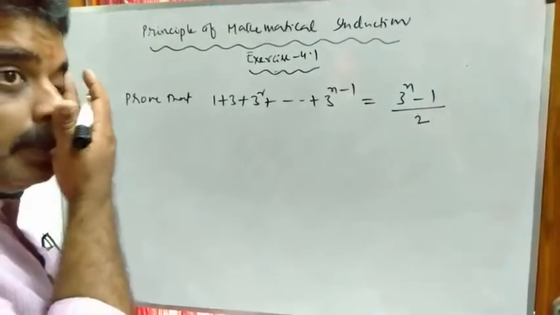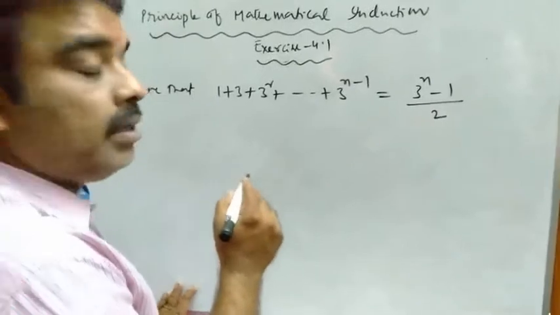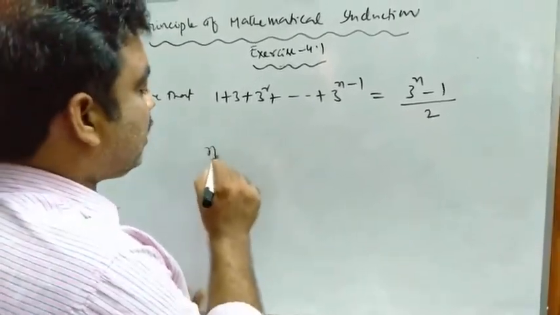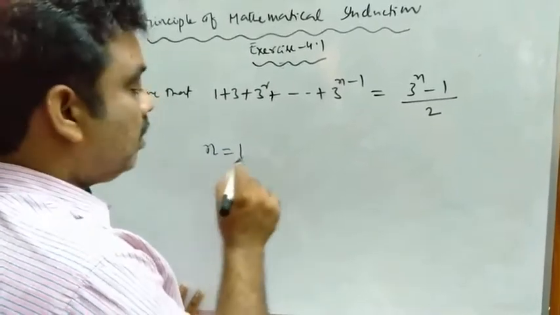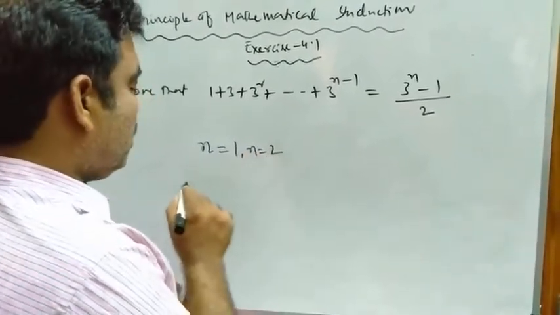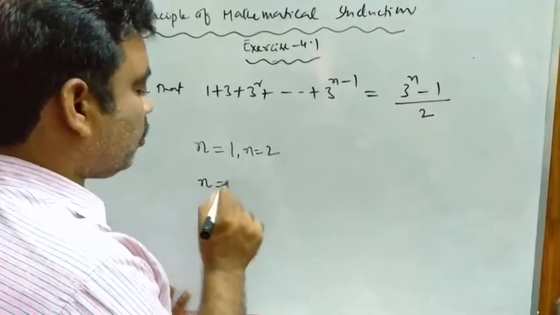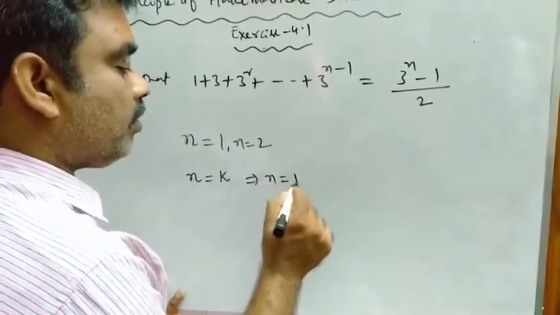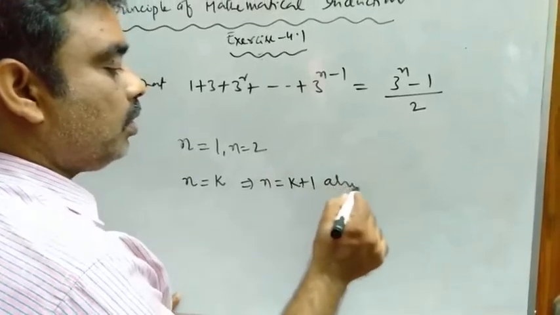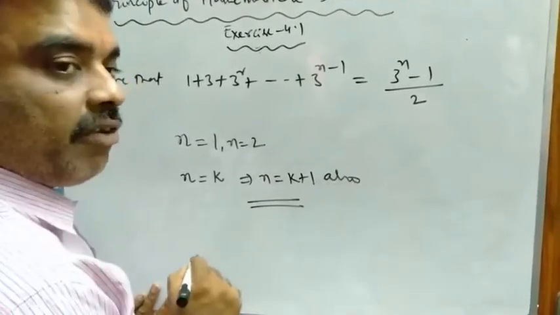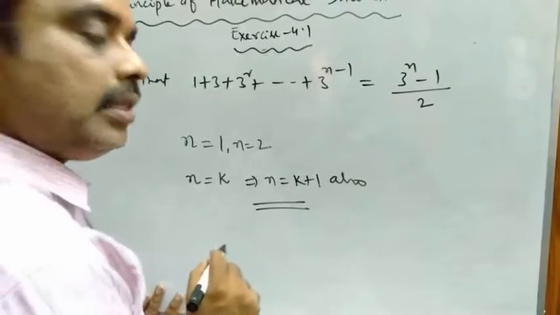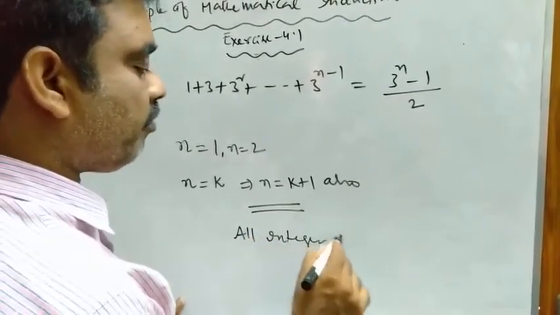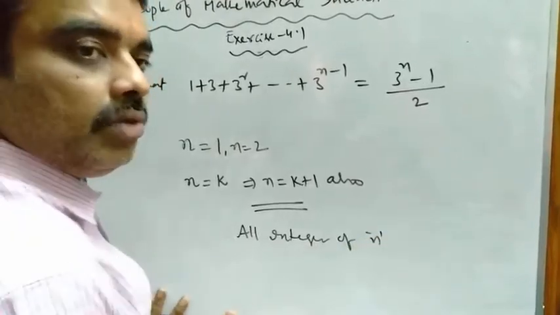We know that by principle of mathematical induction we can verify any statement. If that statement is true for n is equal to 1, and let us suppose that the theorem is true for n is equal to k, and if you prove the theorem is true for n is equal to k plus 1 also, then we can say that by principle of mathematical induction the theorem is true for all integer values of n.